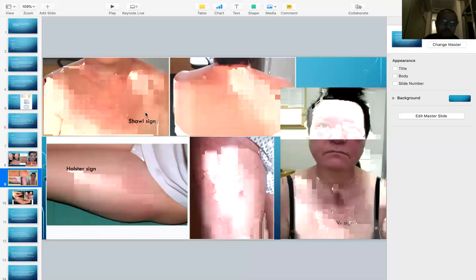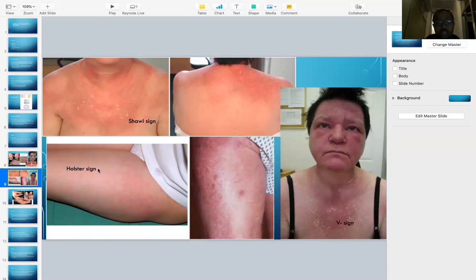And these are skin lesions which are located in the anterior neck and also in the posterior neck, which we call shawl sign. When the lesions are located on the lateral side of the thigh, they are called holster sign. And when they are located on the anterior side of the neck only, we call them V sign.